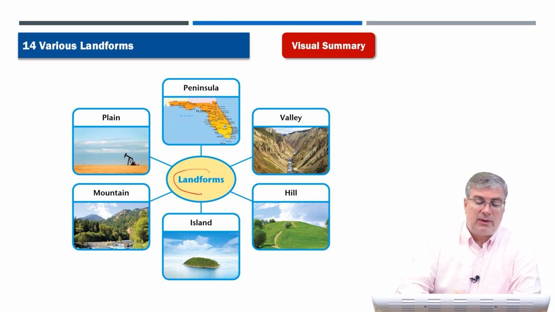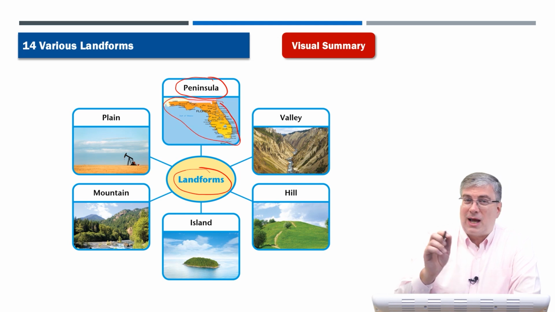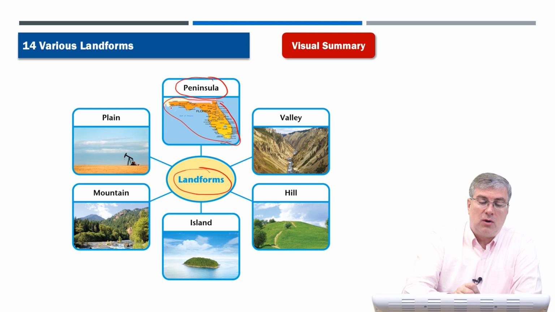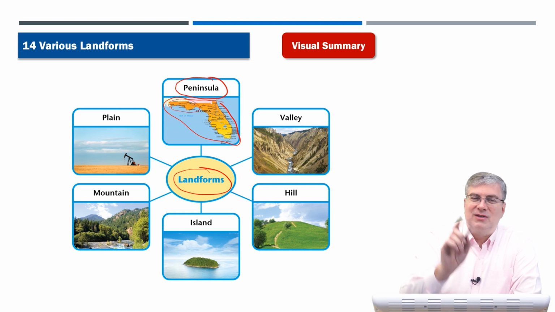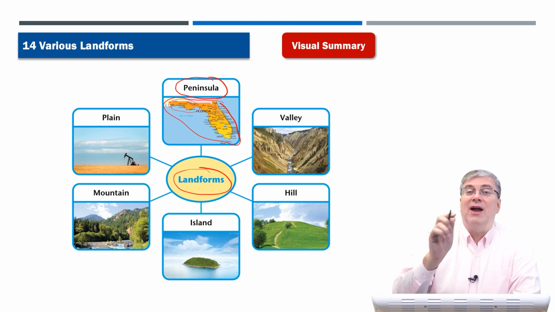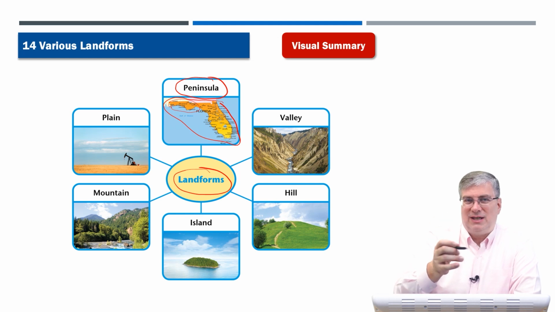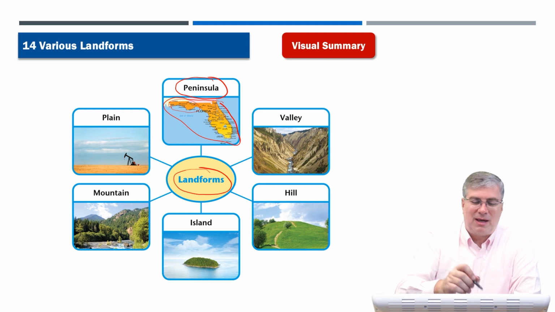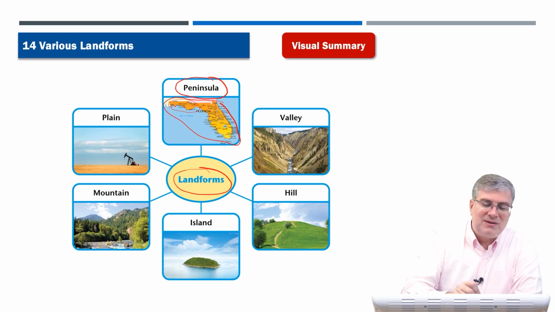Of course, in the middle we have landforms, and these are different types of landforms. Now, we already talked about peninsula, and I gave you the example of the state of Florida. Now, not the entire state of Florida is a peninsula, right? Over here, this is not a peninsula. Actually, that's an interesting geographical feature, but of course it's made by people, it's not made by nature. But you see this little piece of land here?